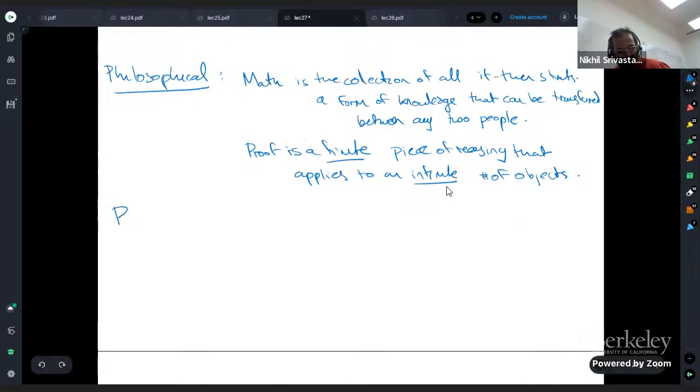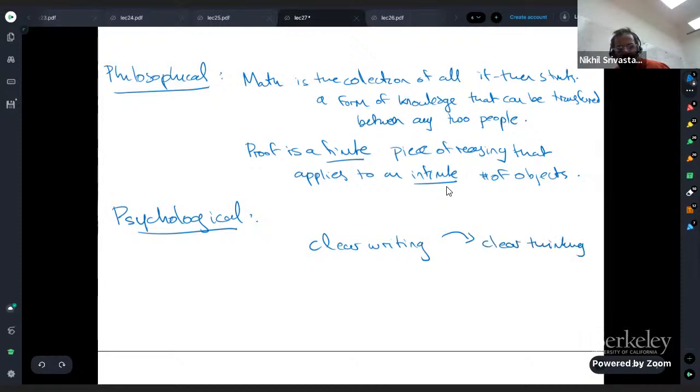Okay, psychologically, I want to end with one last remark, which is the process of writing. I said this in the first lecture, the process of clear writing is very closely related to the process of clear thinking. In order to write a clear proof, you have to think clearly. Sorry, that's this arrow. And the process of writing itself will help you think clearly. So this is one skill that I hope, even if you're not a math major, if you're going to do something completely different, is very universally applicable: distilling your thoughts in this very rigorous format leads to greater clarity.